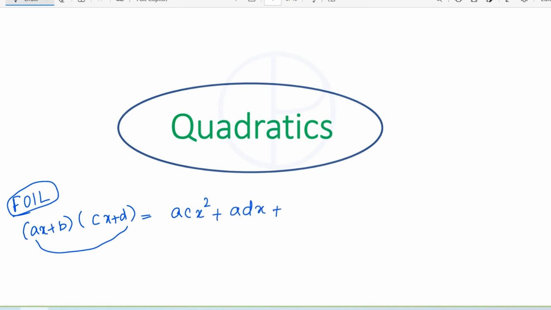Plus, I represents the inside terms. So b multiplied by cx, you'll get bcx, plus the last term. So that is b and d. So we'll get bd.